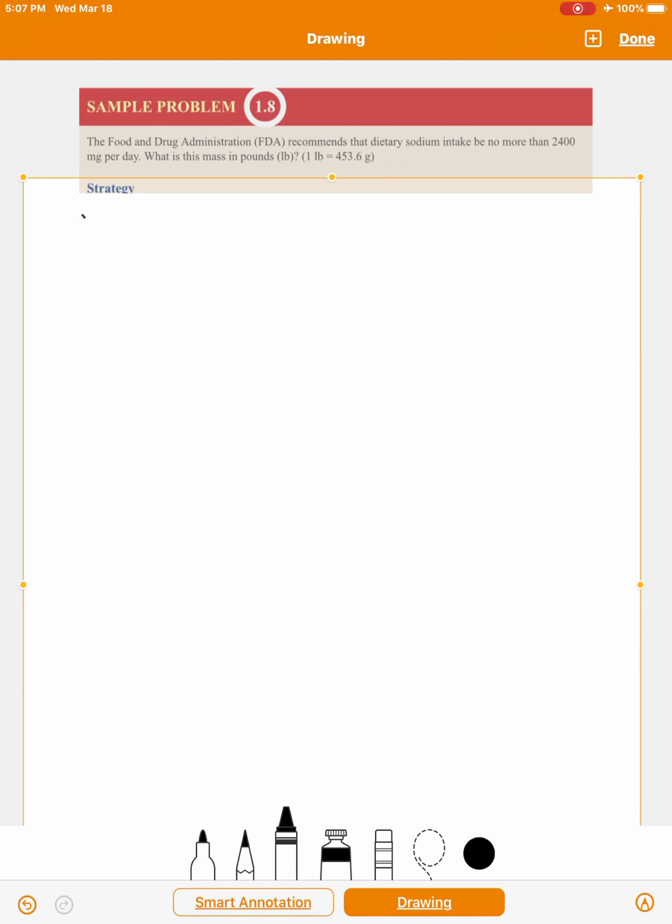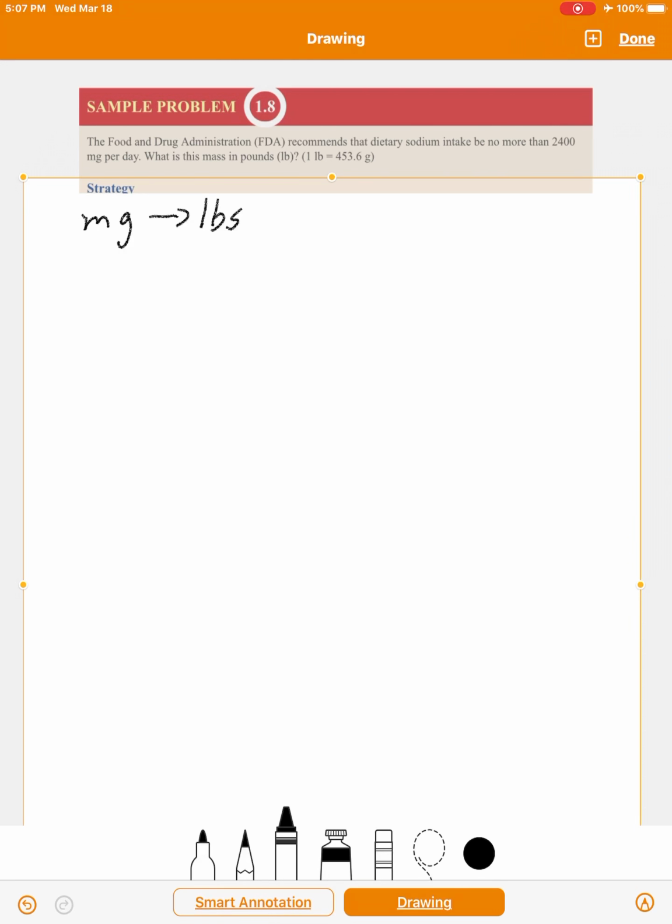1 pound, it says here, is equal to 453.6 grams. So with this particular problem, we have two conversions to do. We are starting off with milligrams. We are asked to convert that to pounds.